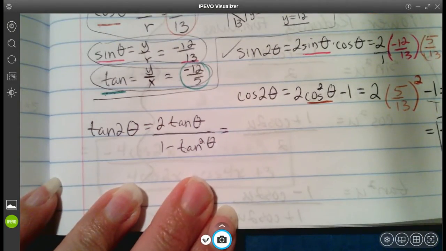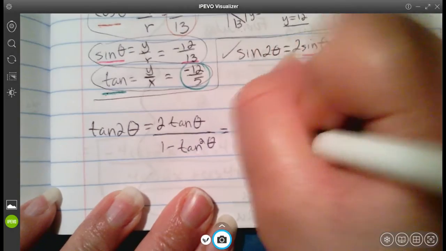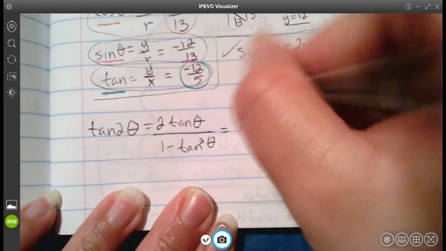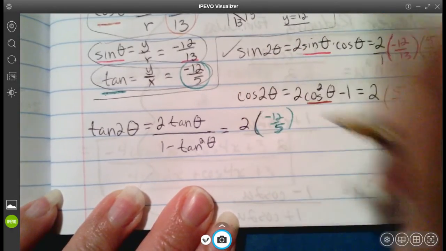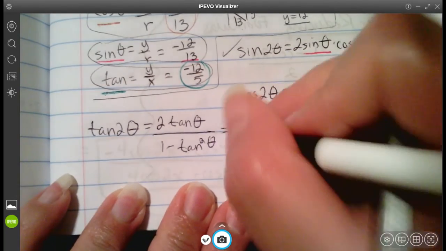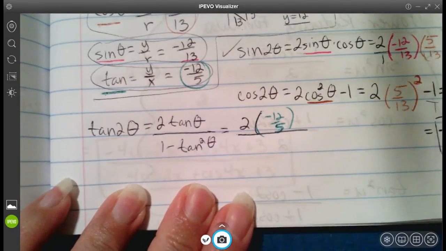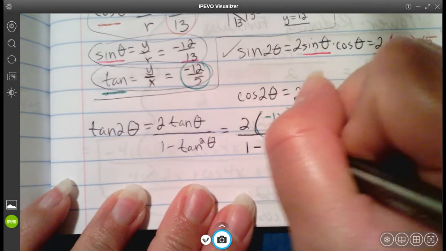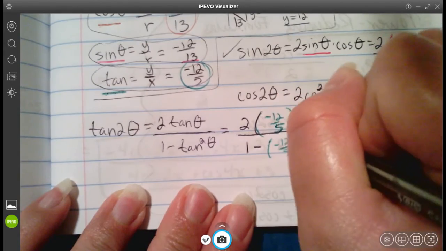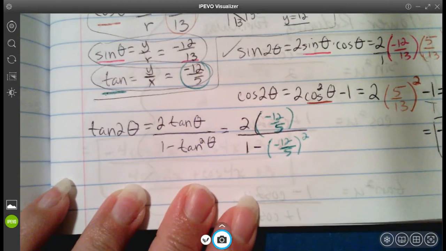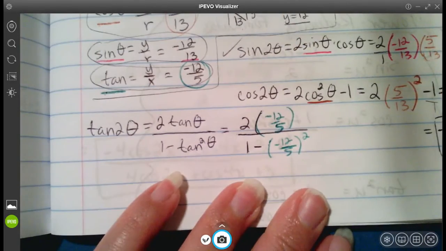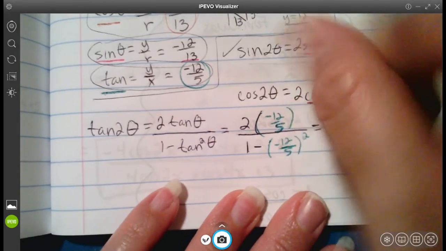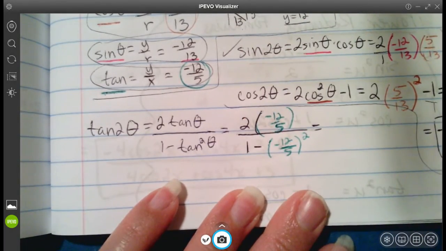Okay, so that's going to look like the following. 2 times negative 12 over 5, okay, over 1 minus negative 12 over 5 squared, which is a lot of work. Yeah, but not too bad. So let's see. I might have to make some space here. So this one's going to be, let me box this off here.